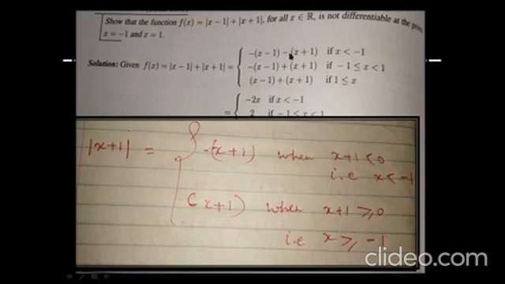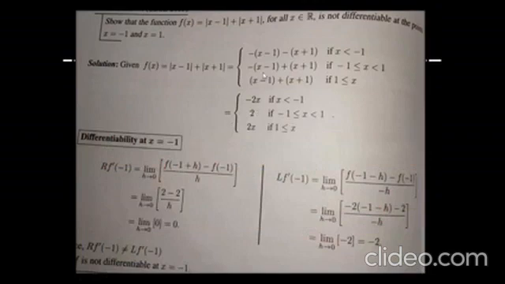Simplifying all these, we will get the value of the function. If we simplify the first expression, we get minus 2x when x is less than minus 1. After this, if you simplify the second term, the function value is 2 when x is more than or equal to minus 1 but less than 1. If you simplify the last term, you can easily see this is equal to 2x when x is more than or equal to 1.